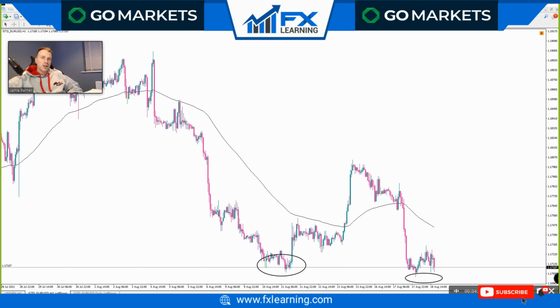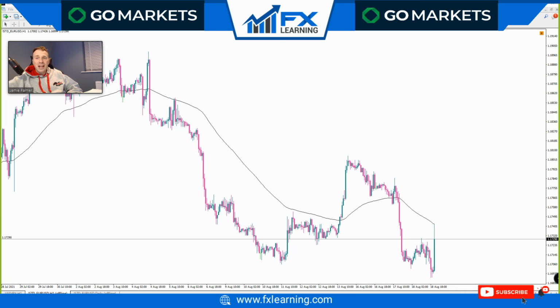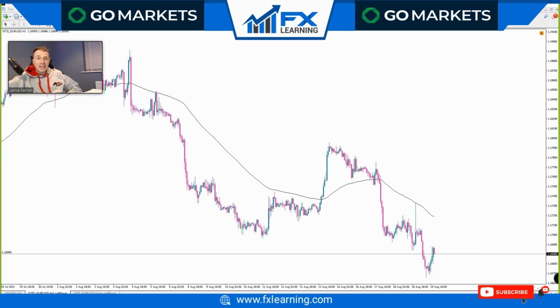There's still a lot of selling pressure. Okay, and just by reading the charts like that, we are giving ourselves the highest probability to say, look, price is going down, and it is.